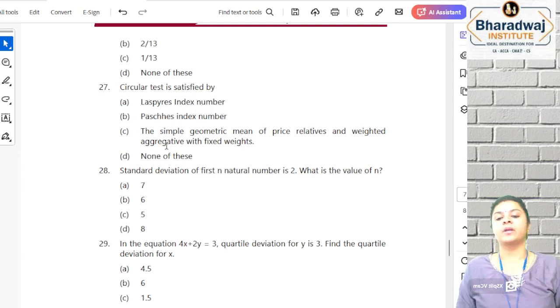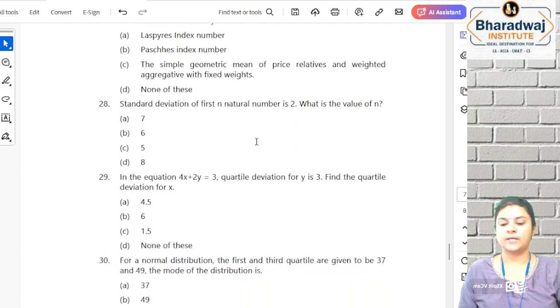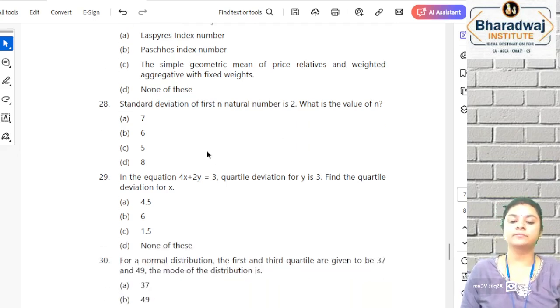27th one. Circular test is satisfied by the simple geometric mean of price relatives or weighted aggregative with fixed weights. 28th. Standard deviation of n natural numbers is 2. What is the value of n?